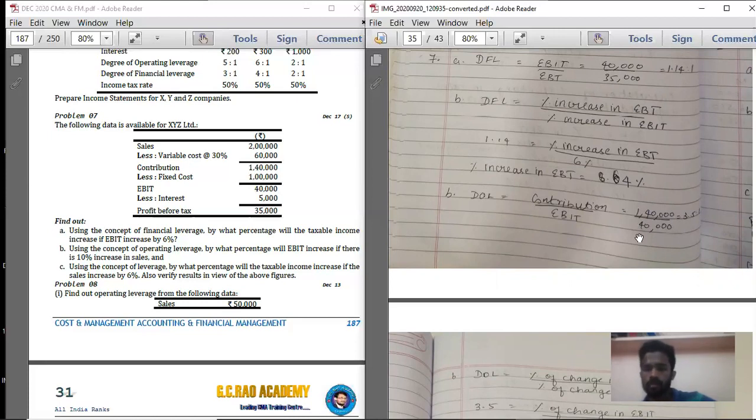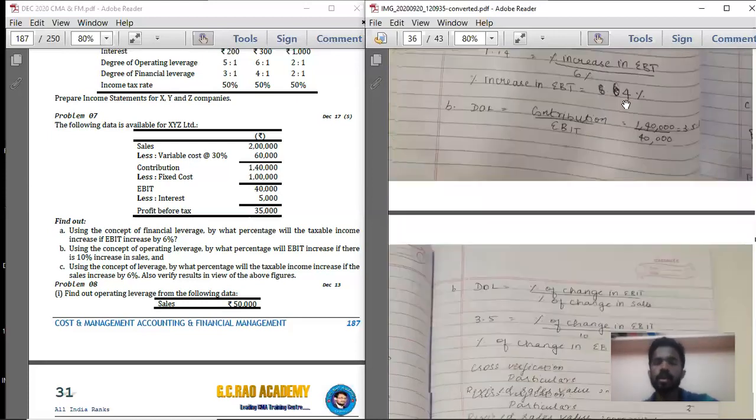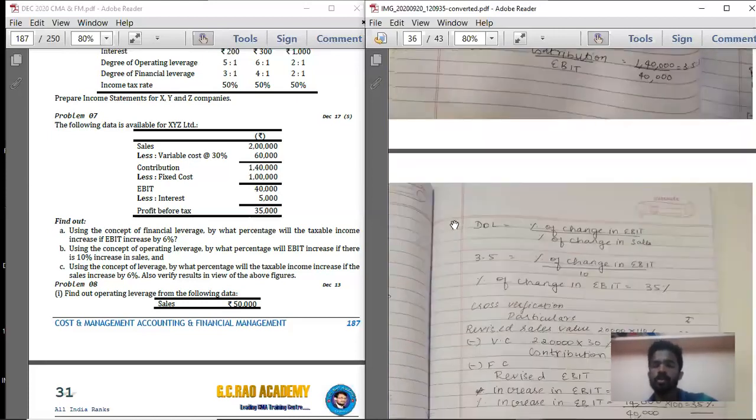Below that, again, DOL is equal to... what is the other formula for DOL? Percentage of change in EBIT divided by percentage of change in sales. Here they have given the percentage of change in sales: the increase in sales is 10%. So using that DOL formula, we can easily find the percentage of change in EBIT. So below that, DOL, that is degree of operating leverage, is equal to percentage of change in EBIT divided by percentage of change in sales.